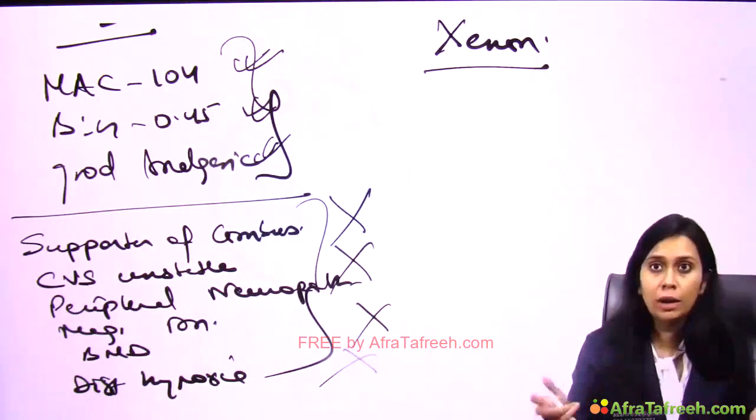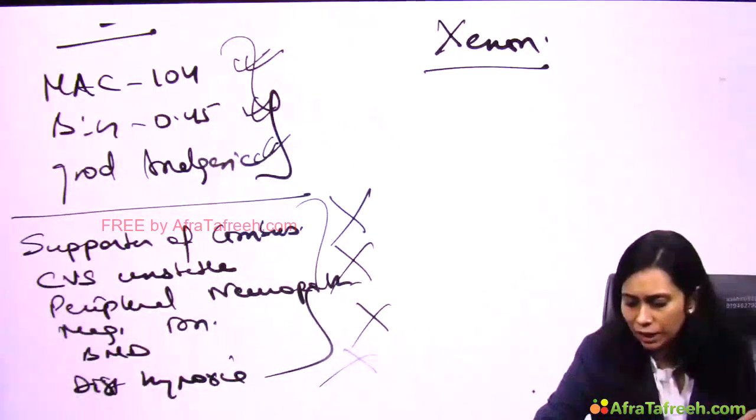Inert gas, ideal gas. We are blessed. We have a gas which is inert but has anesthetic potential. We are blessed that we have an ideal inhalational anesthetic agent fulfilling all the qualities of an ideal inhalational anesthetic agent. Let us discuss a few points of xenon. What is xenon? Xenon is an inert gas.